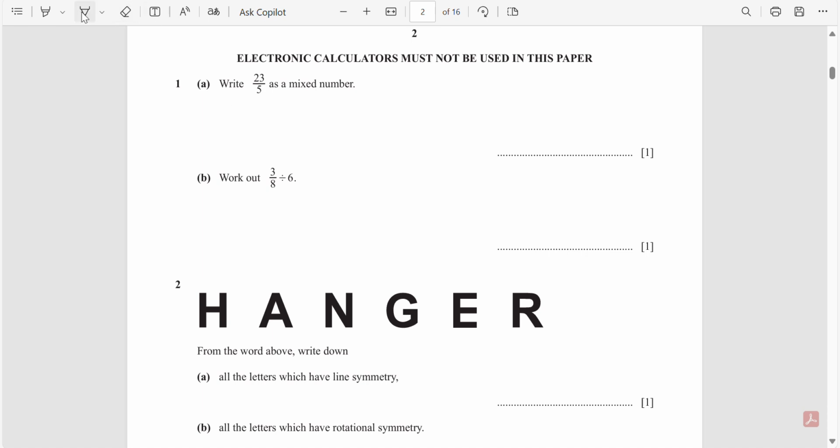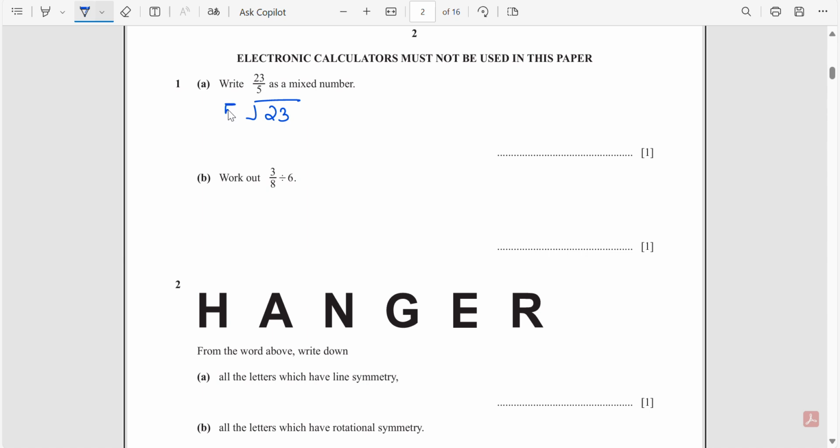Starting with question 1. It says to write 23/5 as a mixed number. So for that, we're going to divide 23 by 5. 5 fours are 20. And your remainder is 3. Now, to write it as a mixed number, you have to first write your quotient, then your remainder, and then your divisor. So this is how you write it as a mixed number.